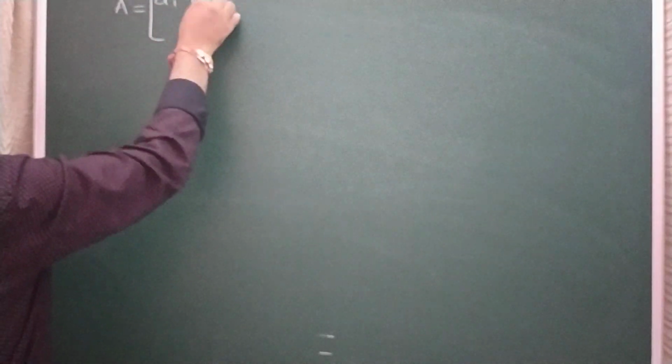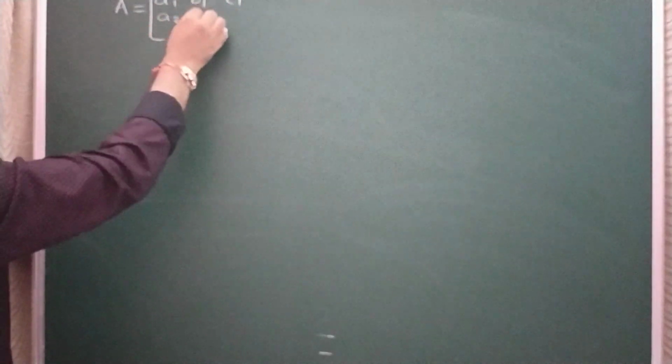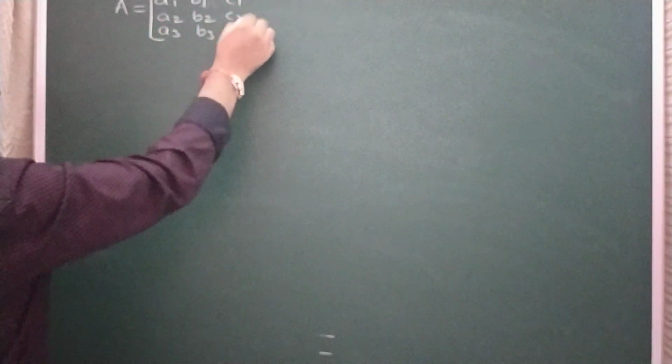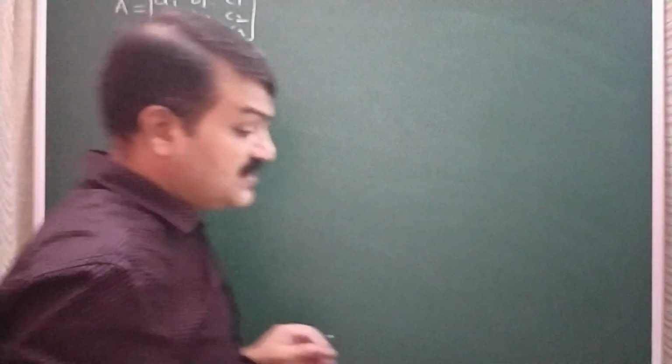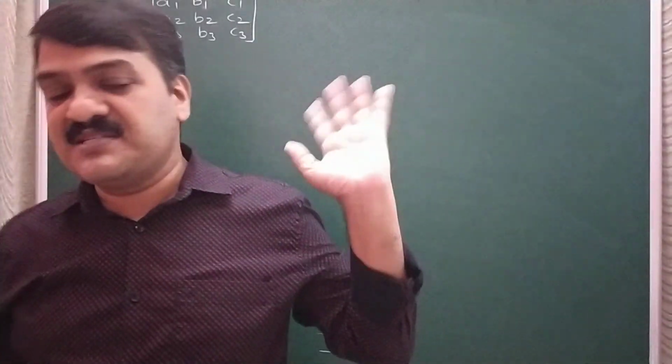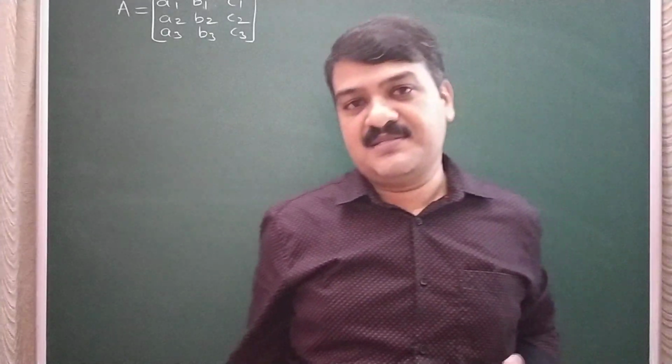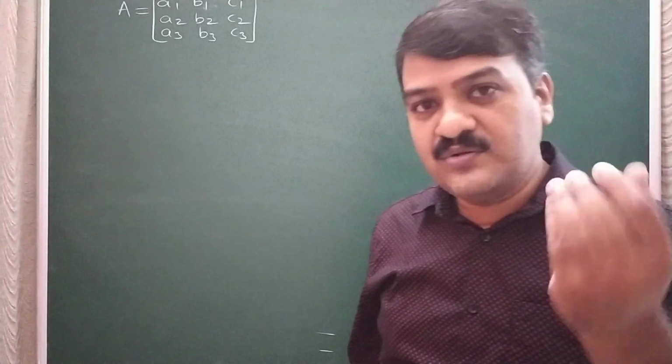So first, I will take a square matrix: A1, B1, C1, A2, B2, C2, A3, B3, C3. Evaluating a 3 by 3 square matrix is our aim. To find the determinant, we can use any row or column that we discussed. We can use any row, we can use any column.